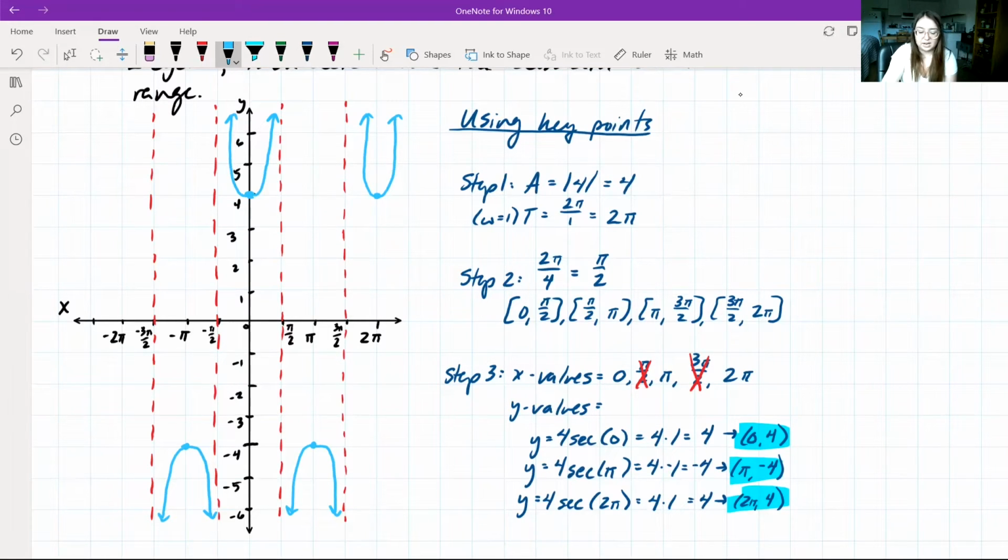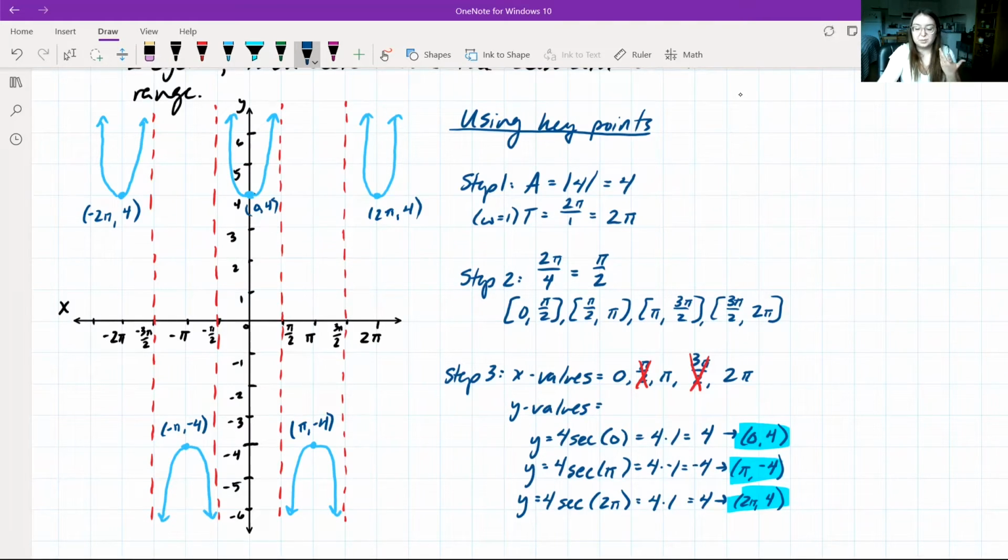Then if we did the same thing with negative 2 pi, it would give us a positive 4, so we can go ahead and draw these in too. So this would be negative 2 pi, positive 4. This would be negative pi, negative 4. This here we know is 0, positive 4. This is pi, negative 4. And then lastly we have 2 pi, positive 4. So this here is definitely covering 2 periods, or 2 cycles of our function.